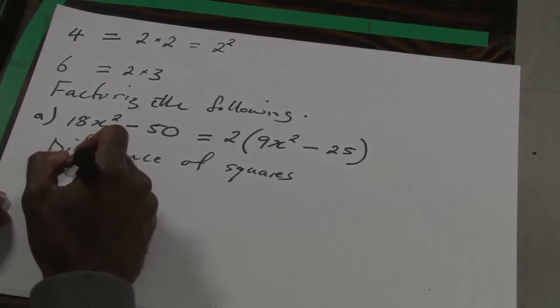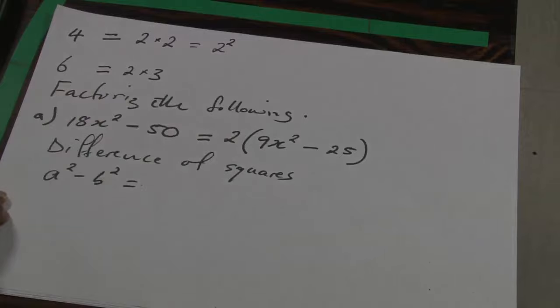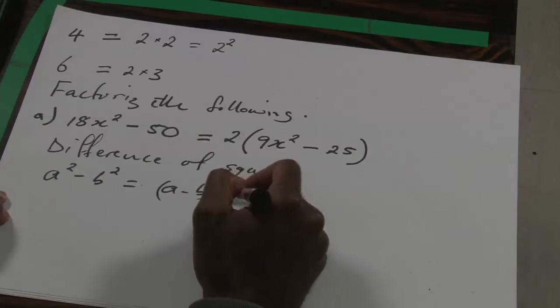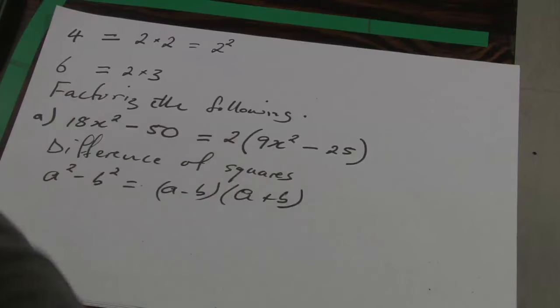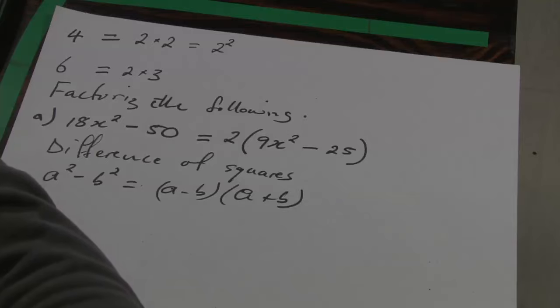Now, difference of squares, as I said, you have a squared minus b squared can be factorized as a minus b multiplied by a plus b. That's how you factorize a difference of squares. So you just need to recognize that you are looking at a difference of squares.